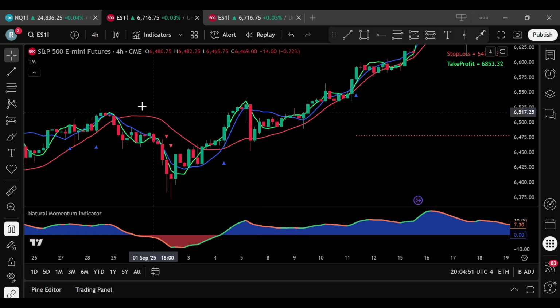And now here we are on the S&P 500 E-mini futures chart. We're on the 4-hour as well. And I've got here the natural momentum indicator from Indicator Vault. And this one can be great for identifying where the dips are, where the retracement may end, or where upside is going to start increasing.